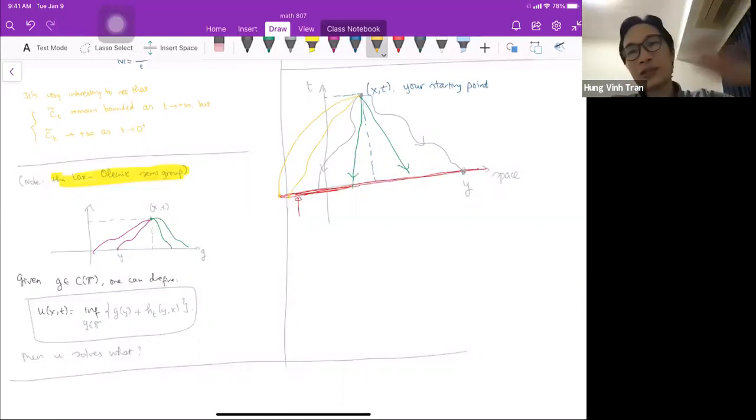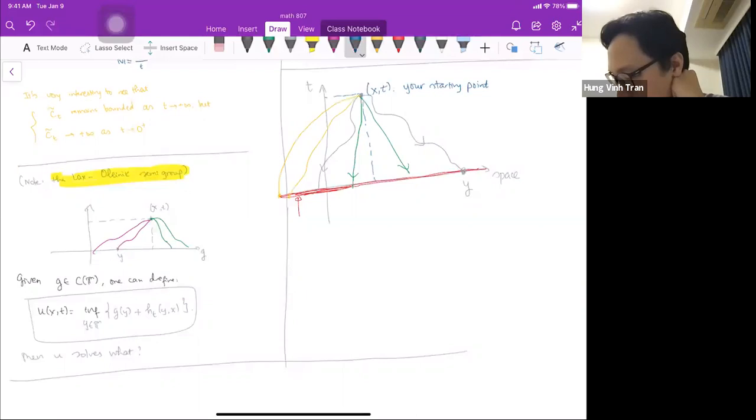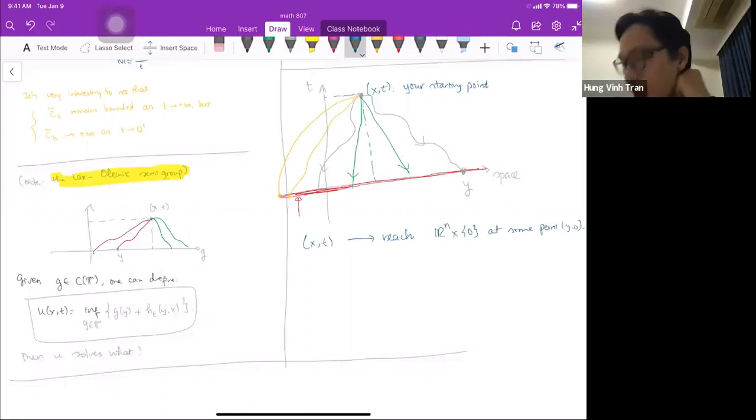Essentially the plane R^n cross zero. So let me put it this way: you start from (x, t), you want to reach R^n cross zero at some point (y, 0). Okay. Sorry that I'm introducing it to you quite suddenly. I'm trying to give you a shortcut sort of explanation. Anyhow, that's the goal.